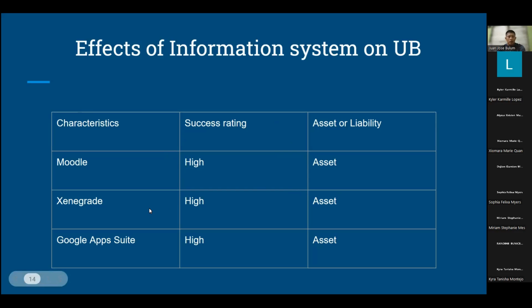Zenegrade. The success rating for Zenegrade, based on the previous slide, is considered to be high and is definitely an asset to University of Belize.